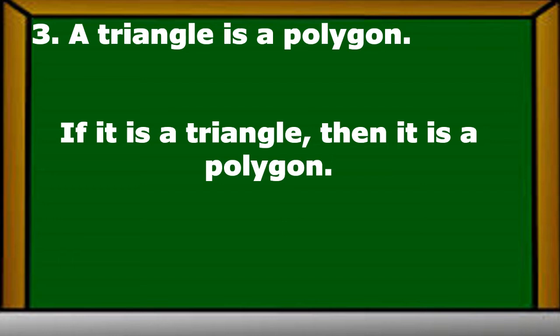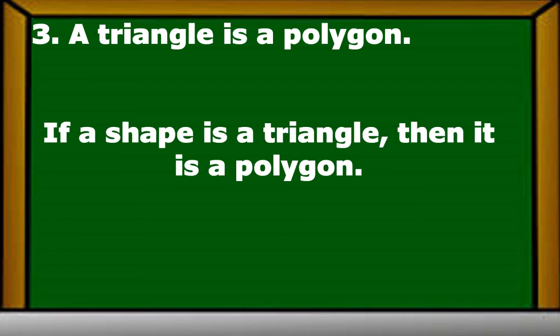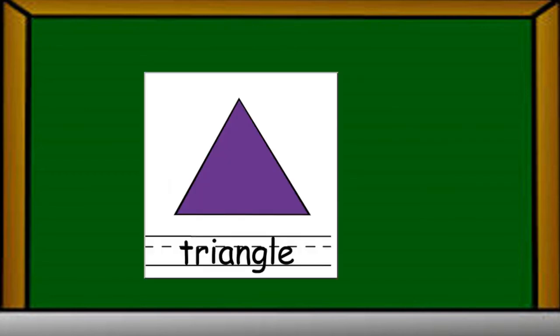So, what is the truth value of this statement? If a shape is a triangle, then it is a polygon. The answer is obviously true. Why? A triangle is a polygon because it is a plane figure with a number of straight line segments connected to form a closed plane figure.